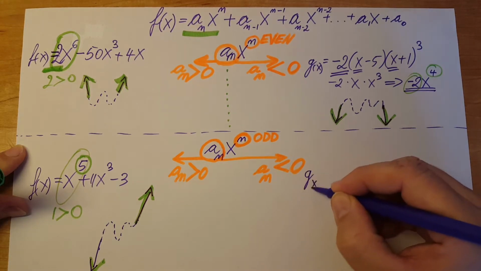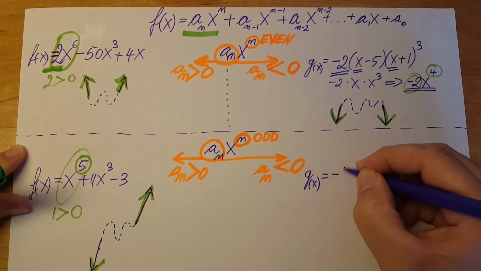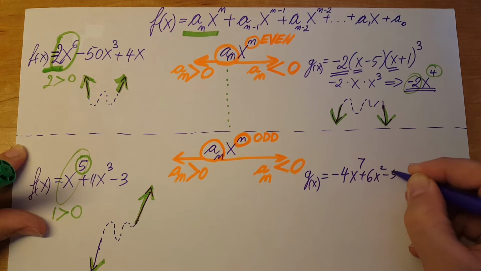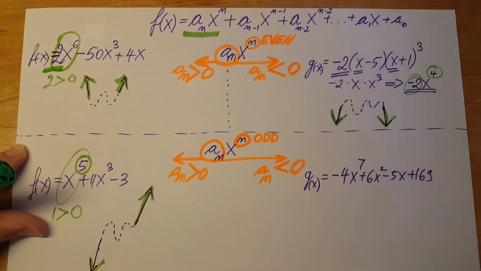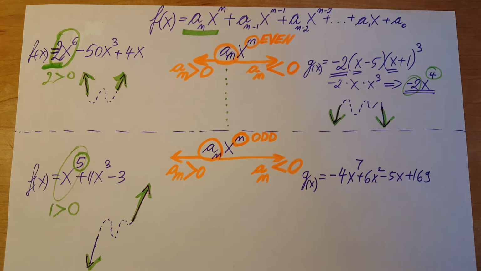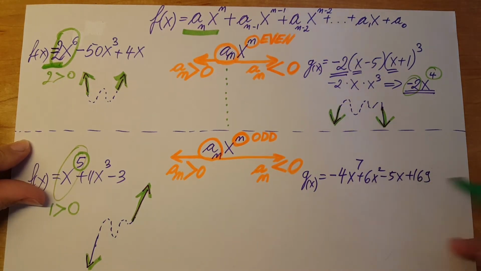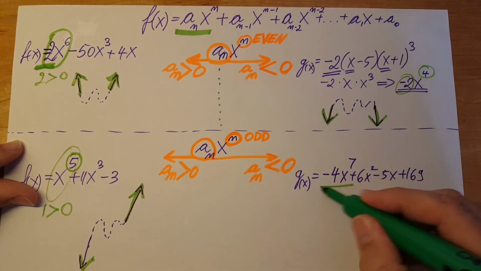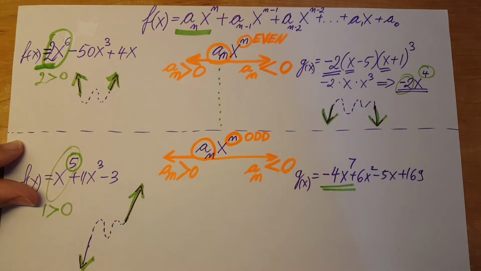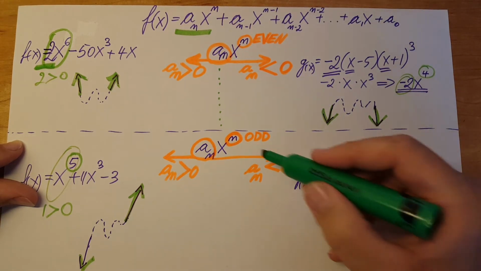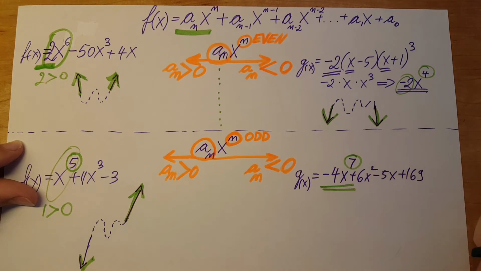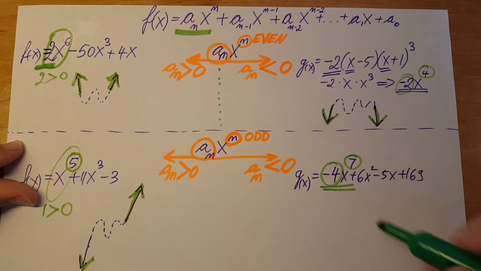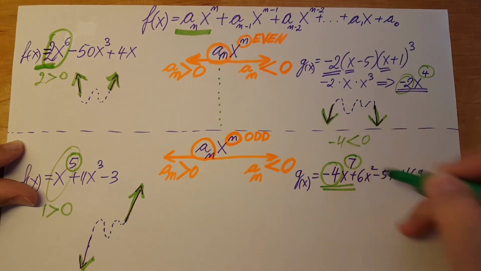Now, let's see if our leading coefficient is smaller than 0. Let's see, g(x) equals negative 4x to the 7th plus 6x squared minus 5x plus 169. Just like before, all this stuff can be as long as it wants. We don't pay attention to it. We just care about the end behavior right now, so we need the leading term. Our exponent is odd, and our a_n, the leading coefficient, is negative. Negative 4 is smaller than 0.